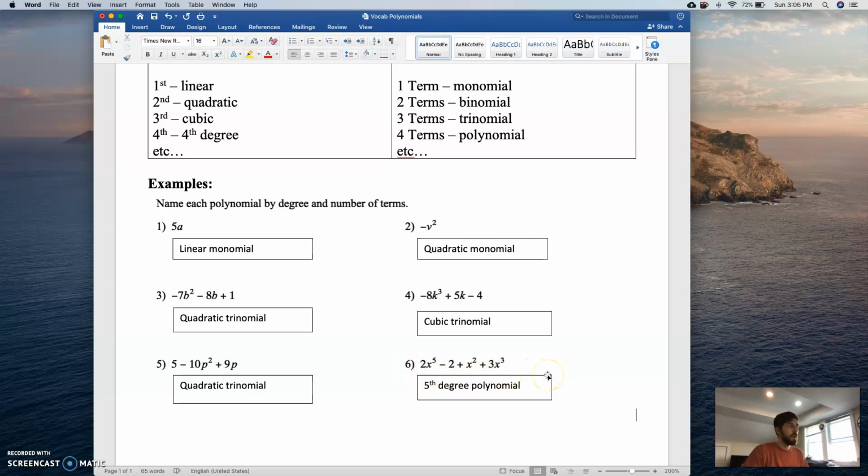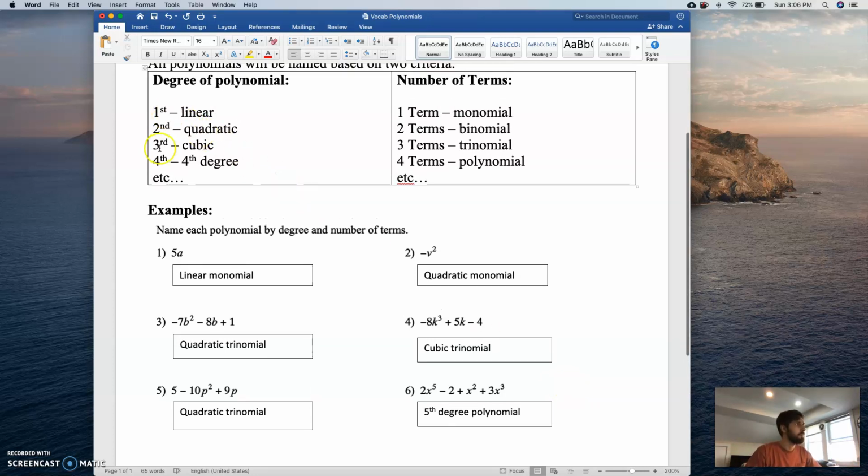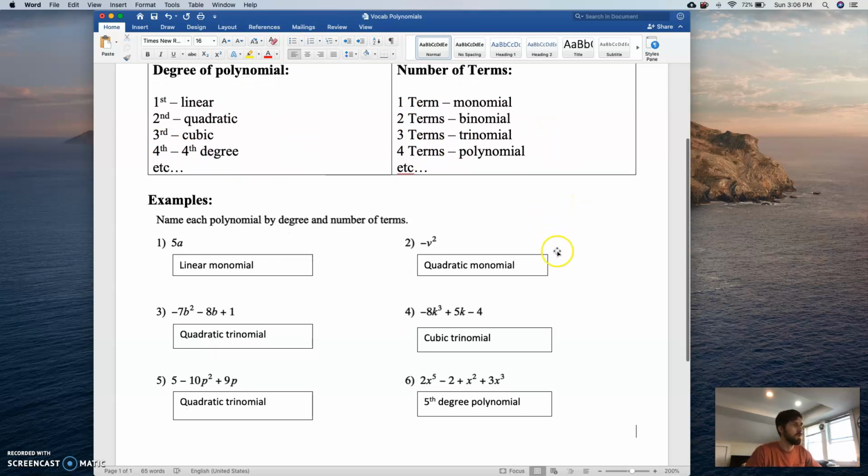So that is how you do things with polynomials. That's how you name them. So today, if you can just go through these, I would recommend maybe making a table and writing down first, second, third degree, fourth degree, and 1 term, 2 terms, 3 terms. Copy down those words, just combine them correctly, and that's how you describe them.